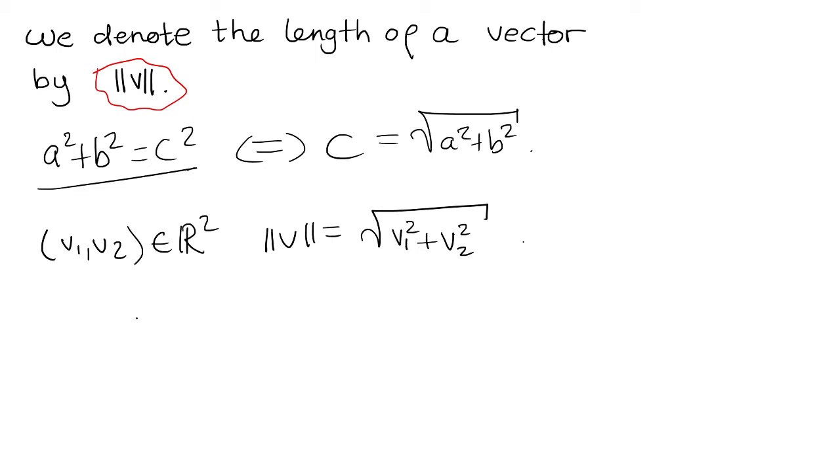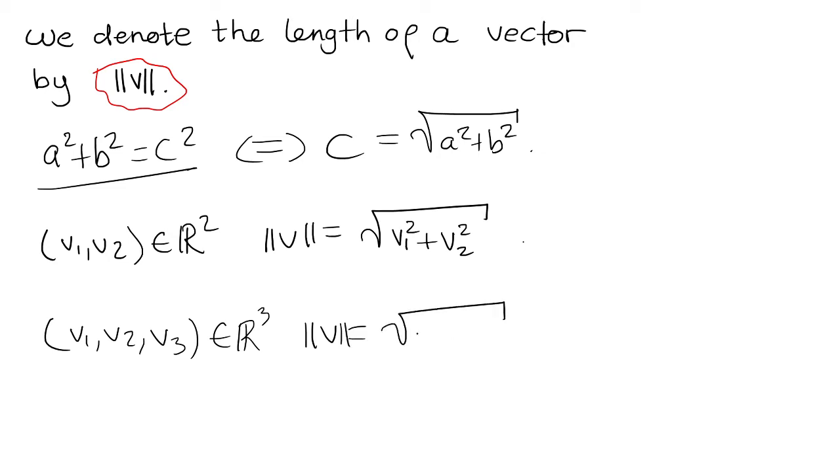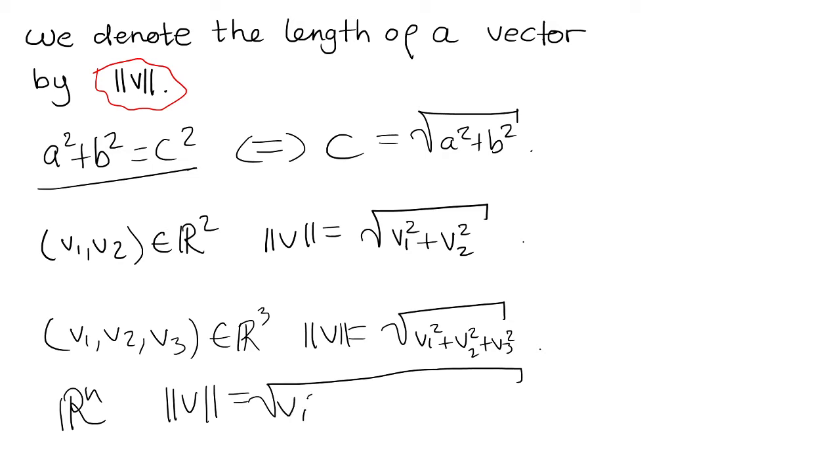Similarly, if we have a vector in, say, R3, we have 3 coordinates, so we have 3 dimensions. In that case, the length of vector v is simply equal to the square root of v1 squared plus v2 squared plus v3 squared. So for the more general case, if we are in Rn, the length of vector v is the square root of v1 squared plus v2 squared plus and so on, all the way up to the nth term squared.